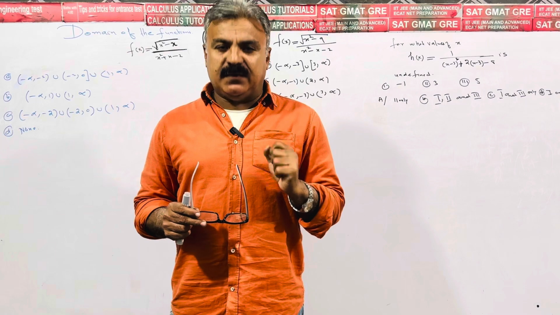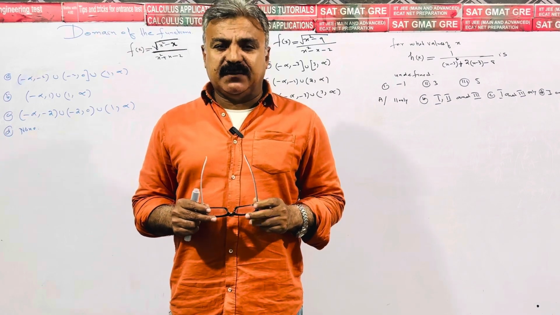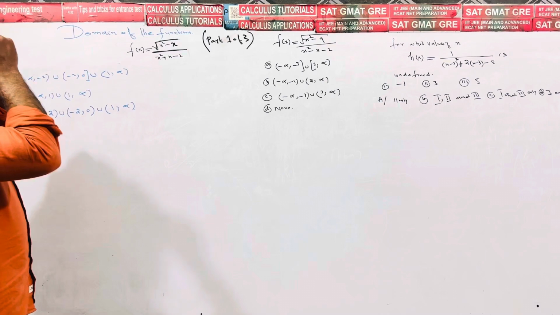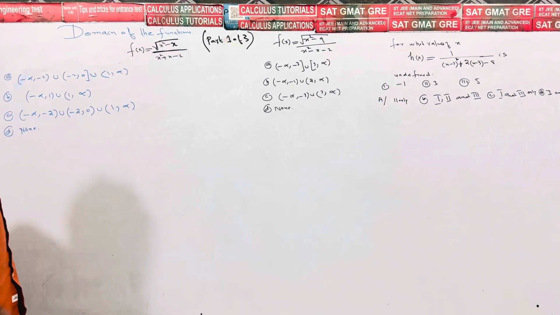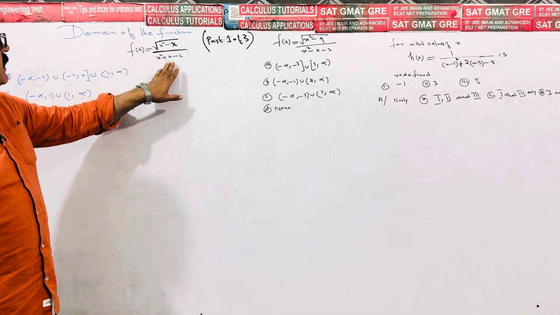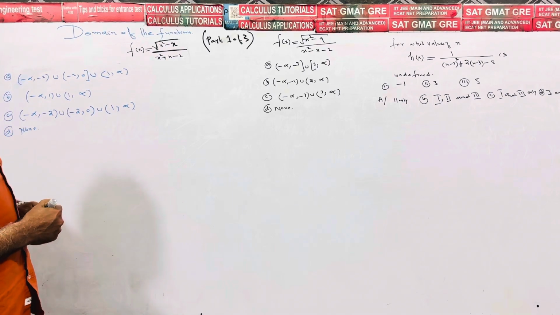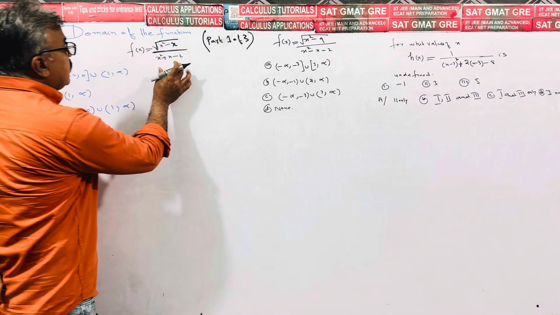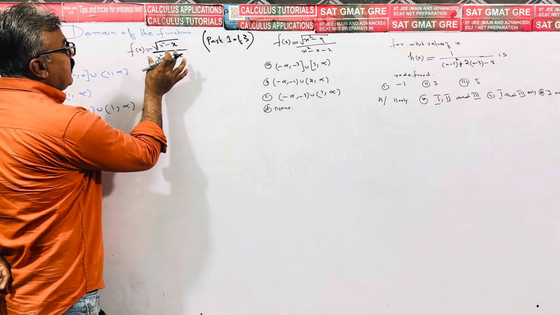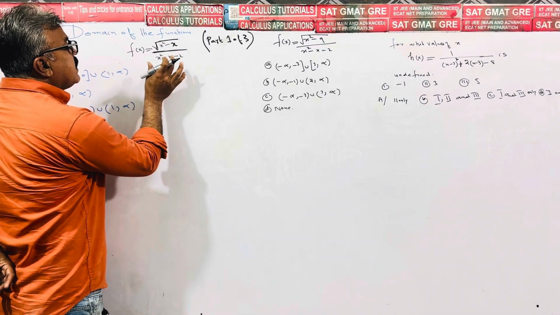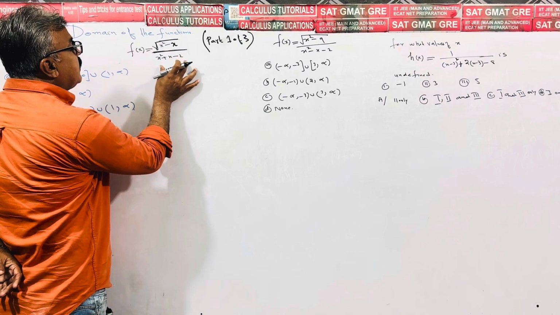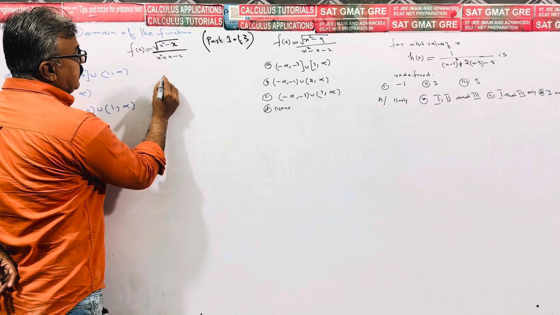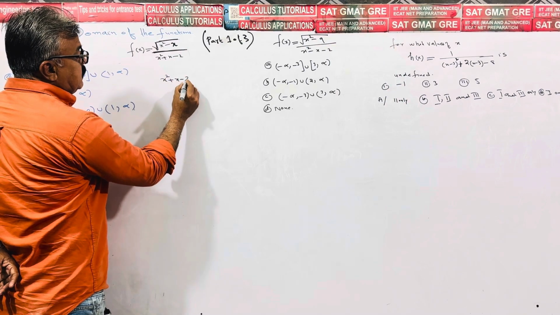Let's see our question number one. It states that our function f of x is equal to root of (x square minus x) over (x square plus x minus 2). First of all, we have to find the values of x where the denominator vanishes, where the denominator becomes 0. Let's find the roots of the denominator: x square plus x minus 2 is equal to 0.